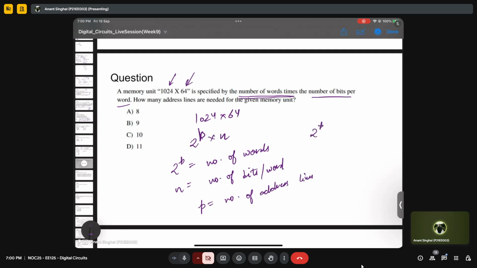So basically 2 raised to the power p in the question is 1024. So p will be nothing but 10. So yeah, option C is the correct answer.